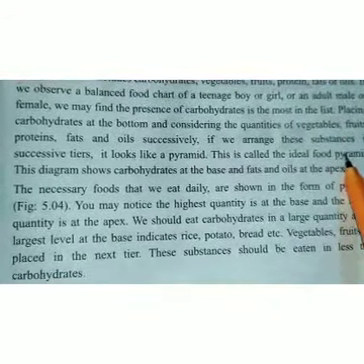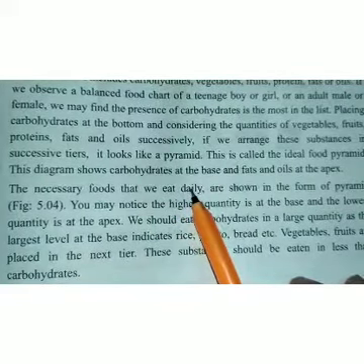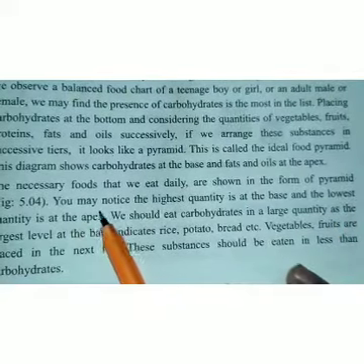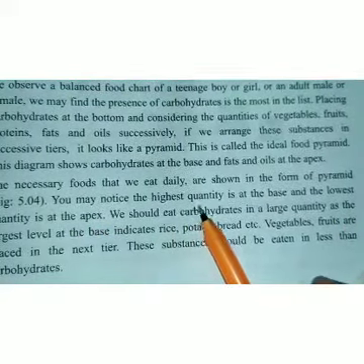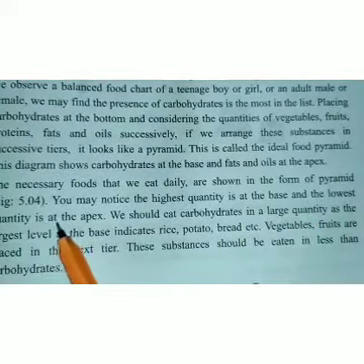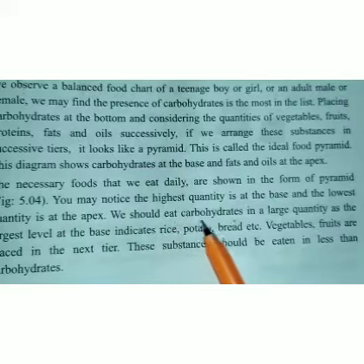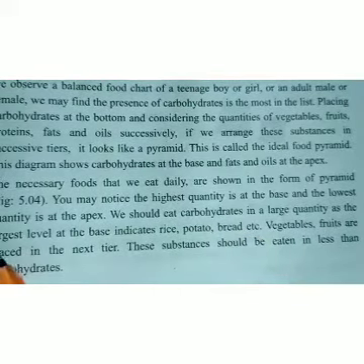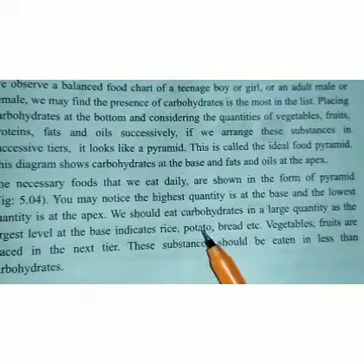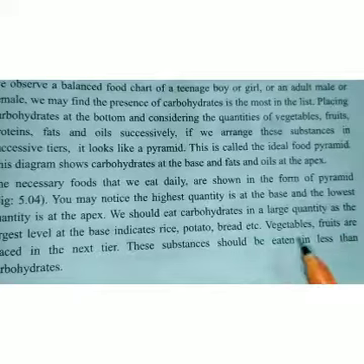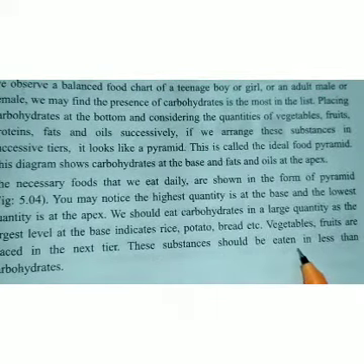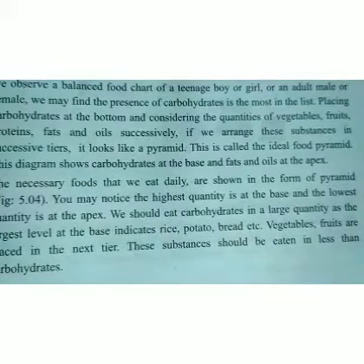The necessary food that we eat daily is shown in the form of a pyramid. We may notice the highest quantity is at the base and the lowest quantity is at the apex. We should eat carbohydrate in a large quantity as the largest level. The base indicates rice, potato, bread, etc. Vegetables and fruits are placed in the next tier.